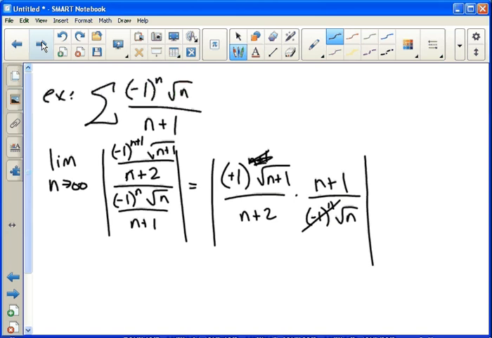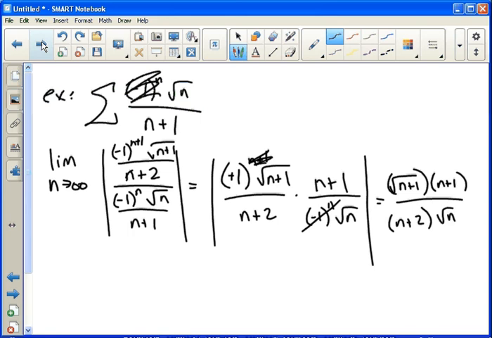Now, what's left over looks something like this: square root of n plus 1 times n plus 1 over n plus 2 times the square root of n. And if you take the limit of that, you just get 1. So the two reasons I did this example: first, to show you that the absolute value will just get rid of the negative 1 to the n's. And second is that we get 1. And if you get 1, that tells you that the ratio test is inconclusive.